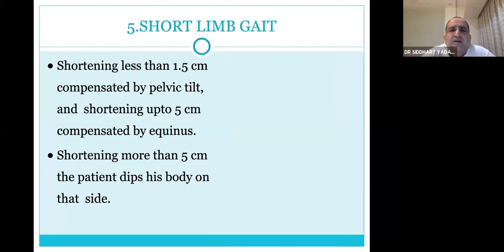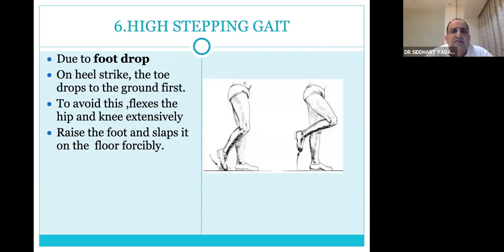The second is the short limb gait. Now, shortening of less than 1.5 centimeters is compensated by pelvic tilt, and shortening up to 5 centimeters is compensated by equinus. When it is more than 5 centimeters, then the short limb gait is observable. The patient dips his entire body on that side. It is short limb gait.